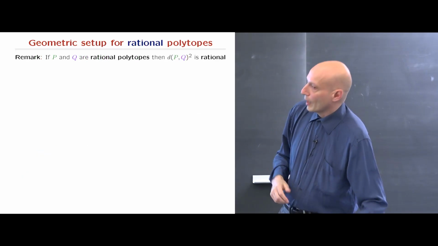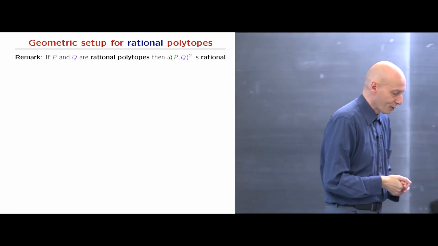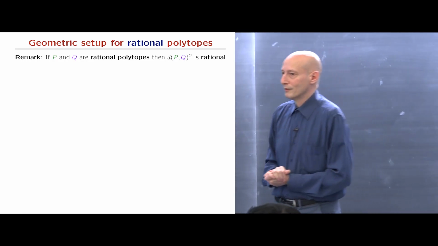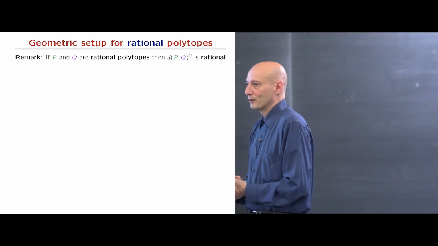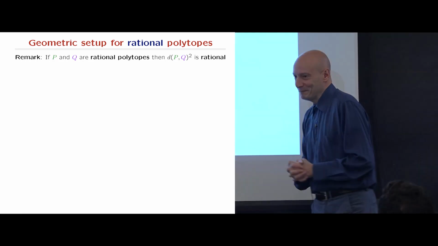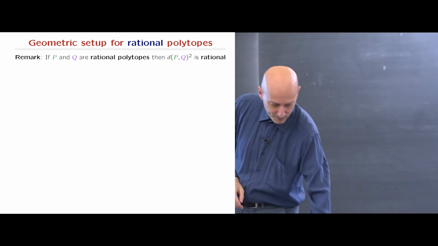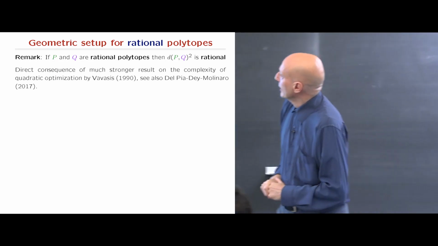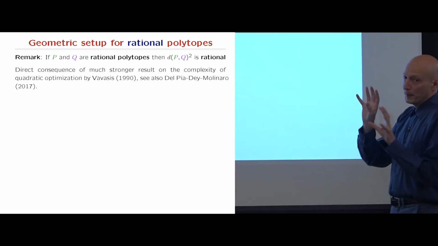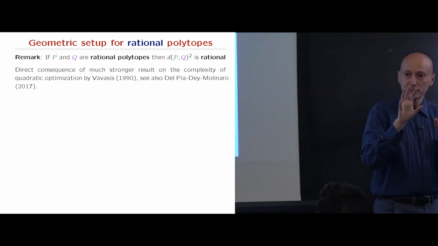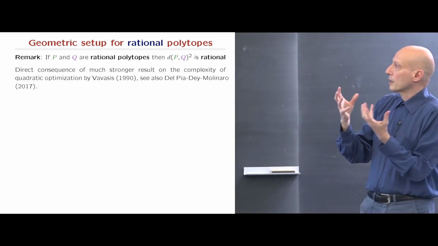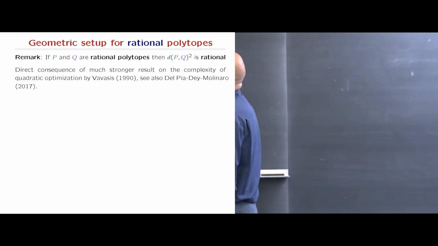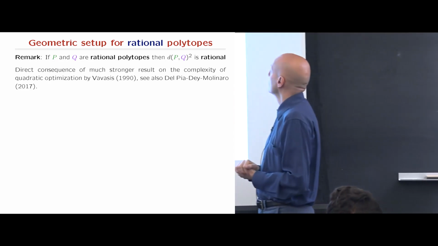So I will start with a remark, which I relate to a very cool result from Steve, some years ago, I will say. And what is it? It is the following one. P and Q, let's say they are 0,1 polytopes or 0,1,k. They are rational polyhedra. Then the square of the distance is rational.